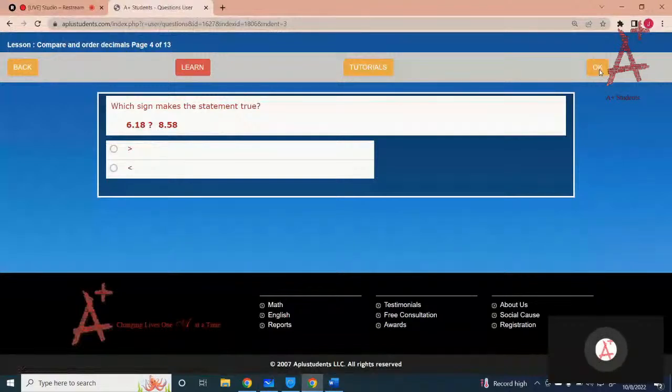Okay. Which sign makes the statement true? 6.18 is greater than 8.58 or smaller than 8.58? Just compare their whole numbers. 6 is smaller than 8. That means 6.18 is less than 8.58. Got it?